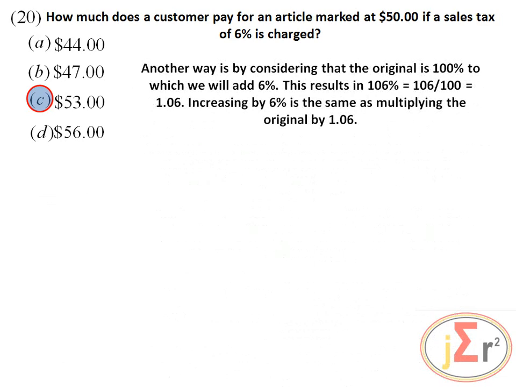Another way is by considering that the original is 100%, to which we will add 6%. This results in 106%, which is equal to 106 divided by 100, turns out to be 1.06. Increasing by 6% is the same as multiplying the original by 1.06. So 50 multiplied by 1.06, that is what we need to do.